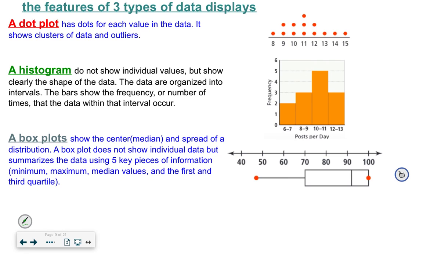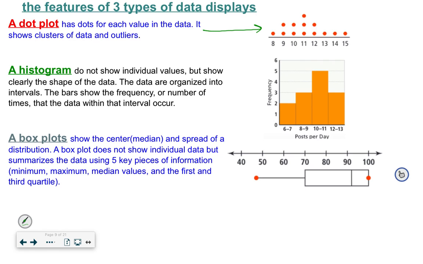We are going to learn three types of data displays to represent and interpret the given data. One of them is a dot plot, which has dots for each value in the data. It shows clusters of data and outliers. And this is going to be the display.